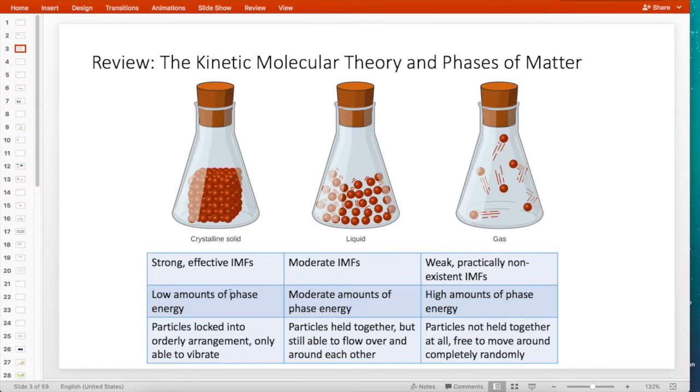Then we have this idea of phase energy. Phase energy, we said, was a type of potential energy in the system. Remember, potential energy is all about how the particles or how the parts of a system are arranged. These are all attracted to each other. They're all close together. They have coherence. And so we said that corresponds to very low amounts of phase energy. This would be a stable system. Gases, on the other hand, they have nothing cohering them together, no intermolecular forces. So therefore, their phase energy, their potential energy is very, very high. This is a kind of a chaotic, unstable system. The liquid is in between. It has moderate amounts of phase energy.